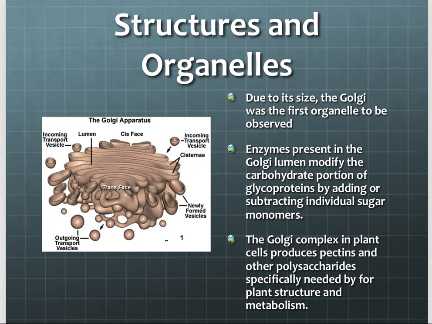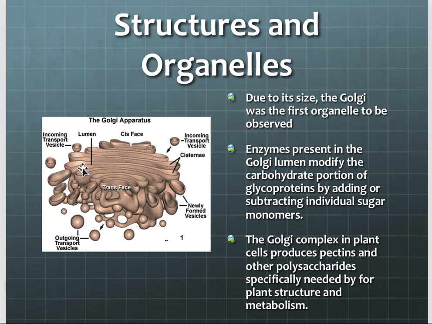Now here is another picture of the Golgi, and it was huge. So it actually was the very first organelle that was ever observed because of its size. So these enzymes that are present in the lumen, again, the space in between these membranes is called the lumen, are going to be modified and they're going to be added to. Sometimes some protein gets added to it. Sometimes some carbohydrate gets added. So depending on what is needed is going to depend on its modification.